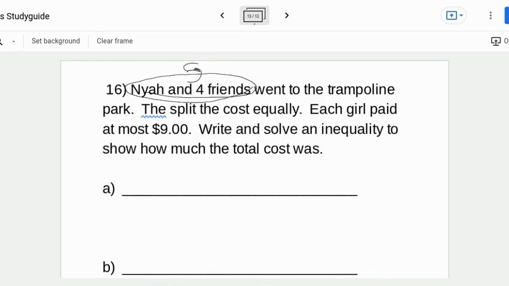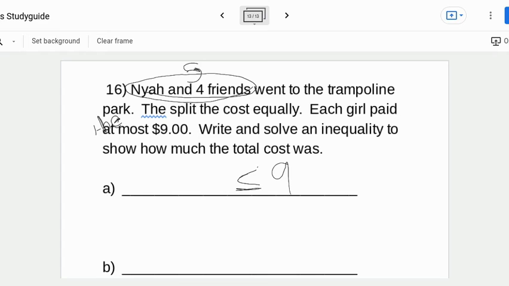That should say they split the cost equally. Each girl paid at most 9. So at most, remember, means the most they paid. So the most they paid is 9. They didn't pay any more than 9. They had to pay less than or equal to 9. Write and solve an inequality to show how much the total cost was.